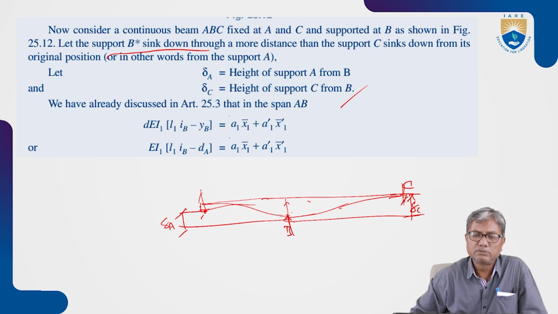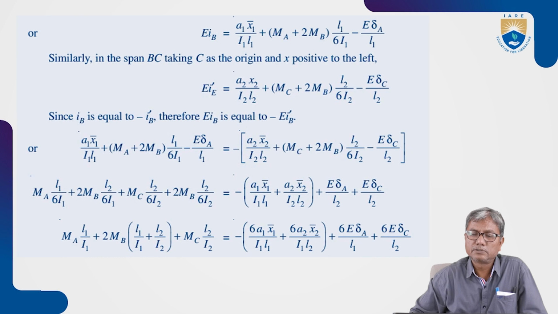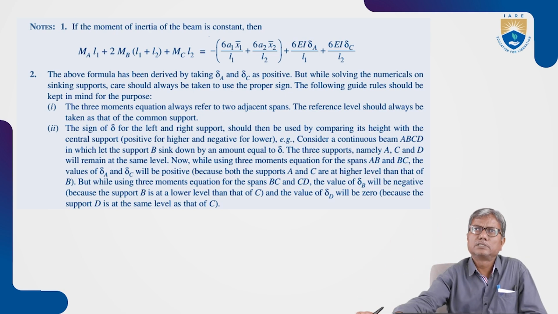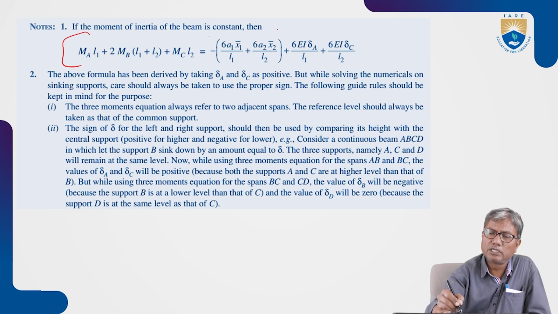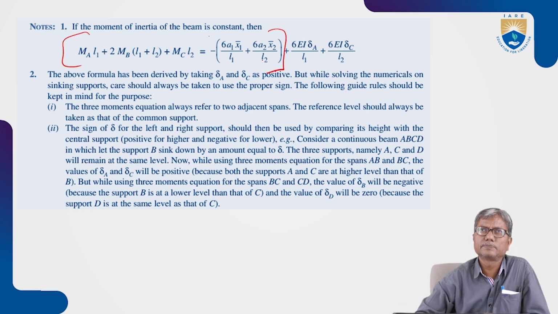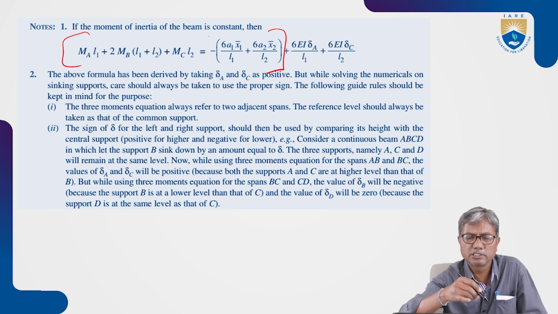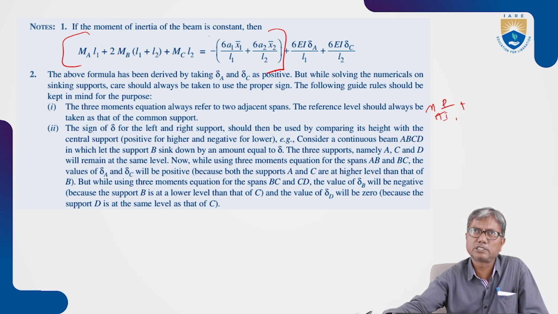We are not going to see the derivation for this. We will see directly the expression, the three moment equation considering the sinking of supports. Without sinking and with constant EI, this is the equation. If flexural rigidity is different, then it becomes MA L1 by I1 and so on, isn't it? That we have seen already, for variable flexural rigidity, variable EI value.